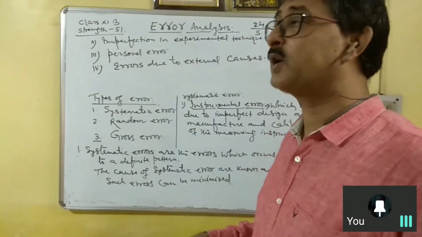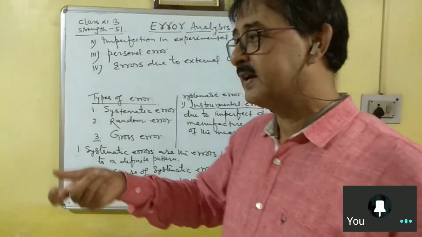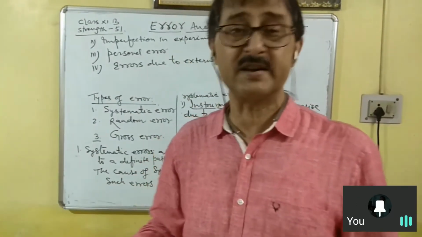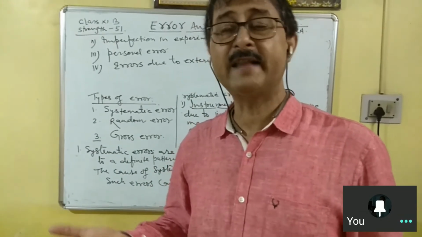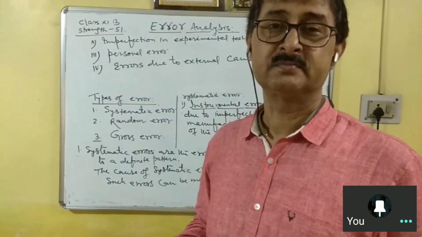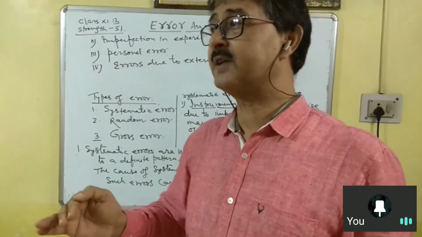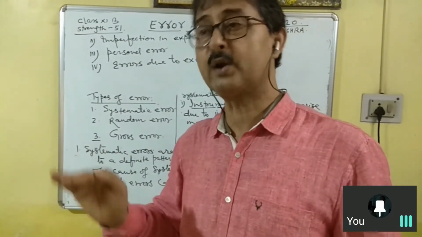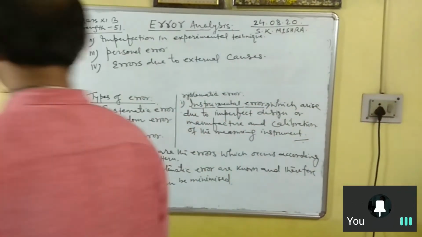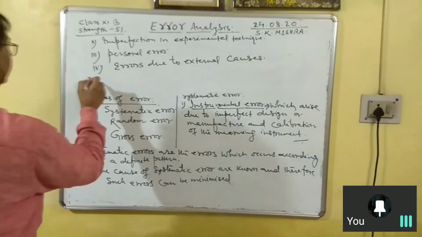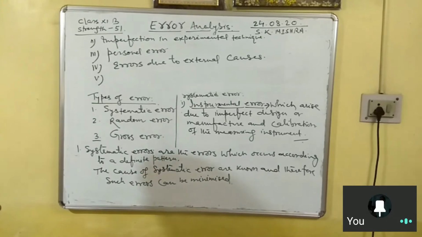External causes may be temperature changes. Due to change in temperature, the resistance of a particular element will not be constant. The element will have a different resistance, and then the V by I ratio will change. That's why conditions like pressure, temperature, strain should remain constant. Then only you can perform this experiment in a correct way. And the fifth one is least count error.